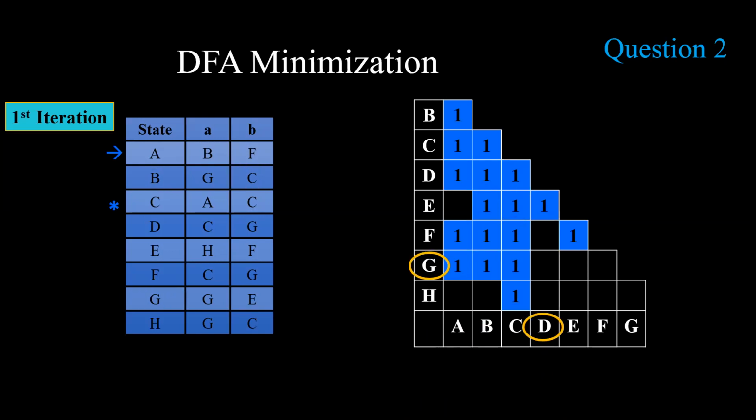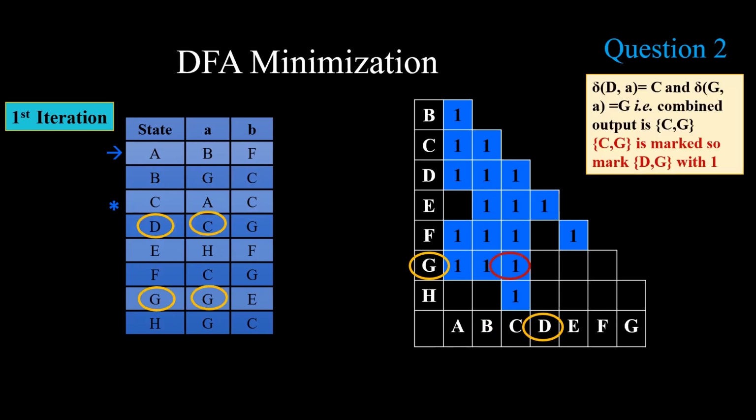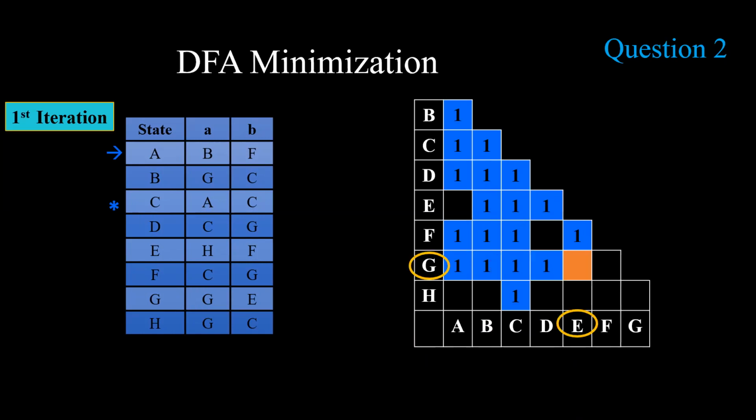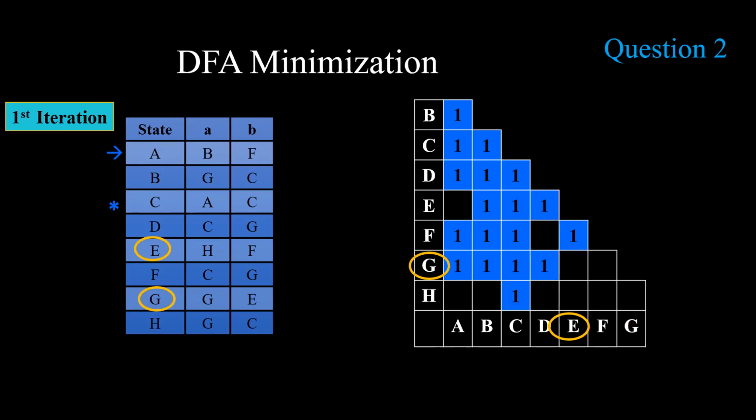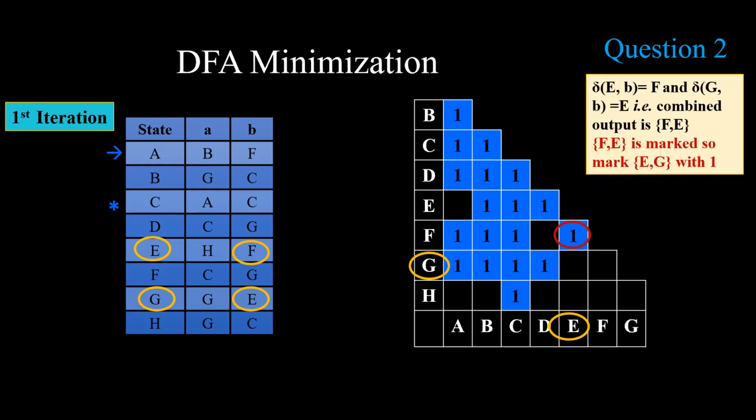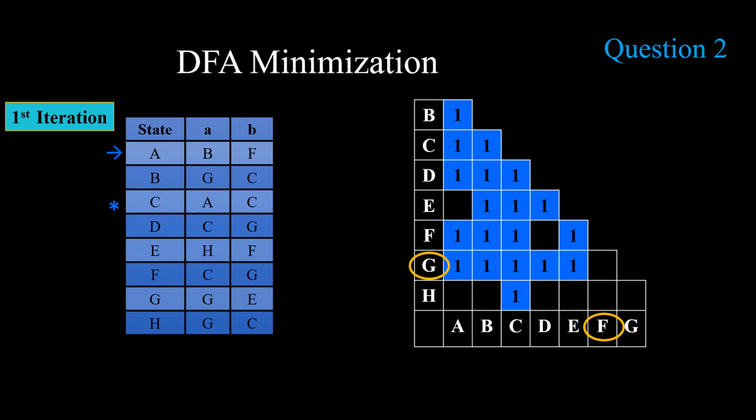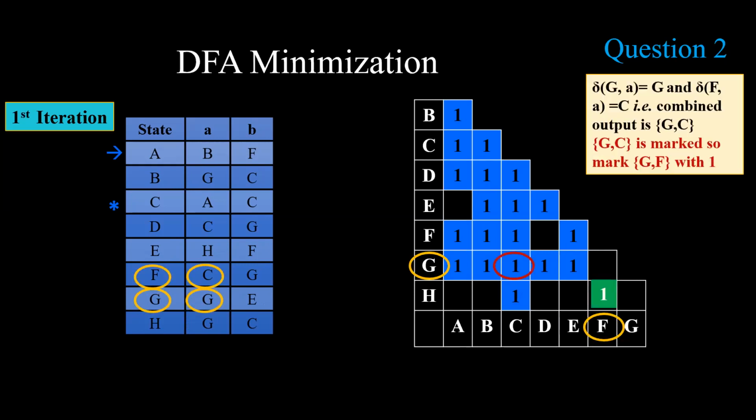Next, we move to DG. Corresponding to DG, on A, we get CG, which is already marked, so mark it. Move to GE. GE corresponding to A gives us HG, not marked. GE corresponding to B gives us FE, already marked, mark it. Next, we move to FG. FG on A gives CG, which is already marked, mark this.